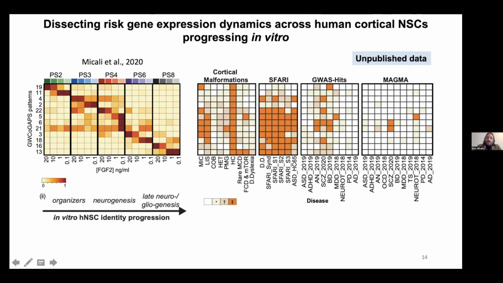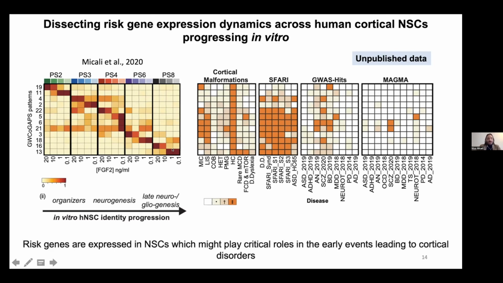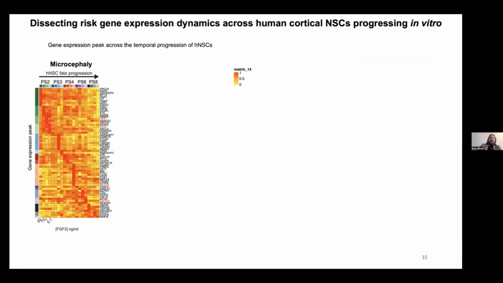And other diseases like ASD, for example, were enriched. These risk genes were enriched from passage 4 to passage 8. So this shows that risk genes are expressed in neural stem cells, and neural stem cells may play a critical role in the early events leading to cortical disorders.